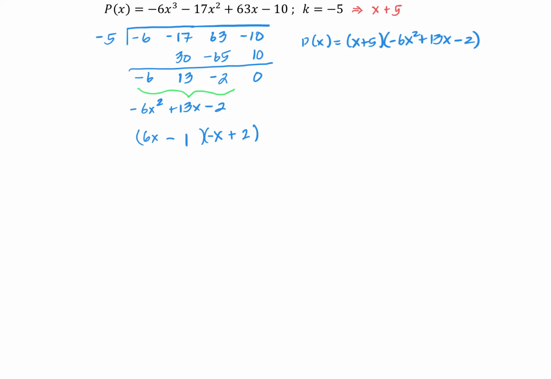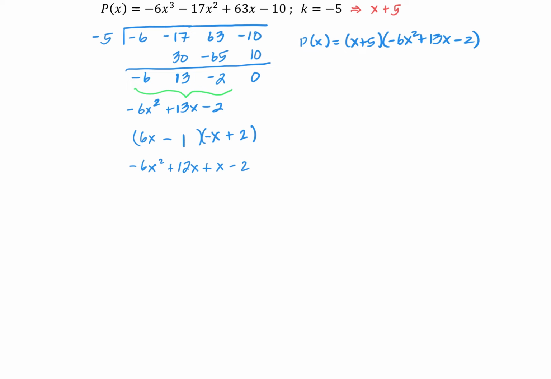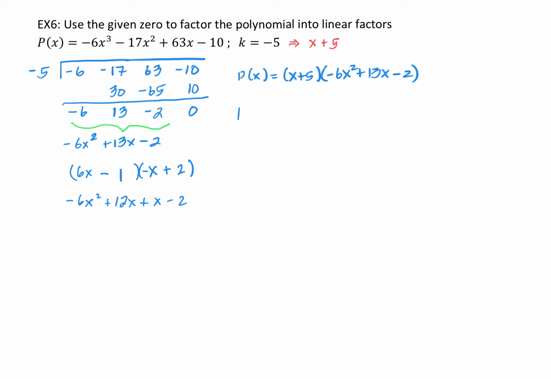So 6x times negative x would give me a negative 6. Let me just do the math. Negative 6, and then the 6x plus 2 plus 12. And then a negative negative is a plus x, and then a minus 2. Yeah, it checks out. Okay, good. So this is how it factors. P of x is equal to x plus 5 times 6x minus 1 times negative x plus 2.